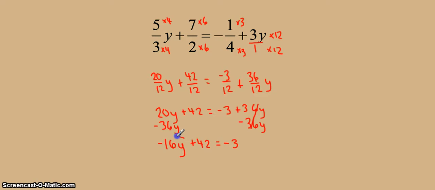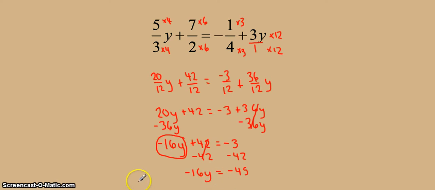So now we go ahead and isolate the y term. So we need to get rid of the constant term 42. The opposite of adding 42 is subtracting 42 from both sides of the equal sign. That leaves us with negative 16y, this makes 0, equals negative 3, take away 42, leaves us with negative 45.